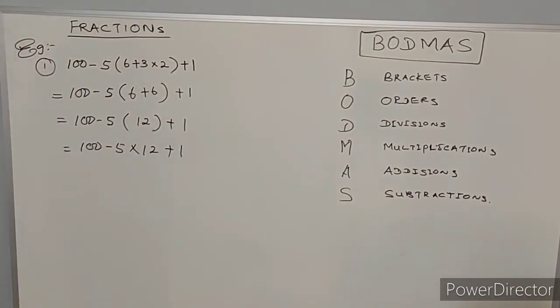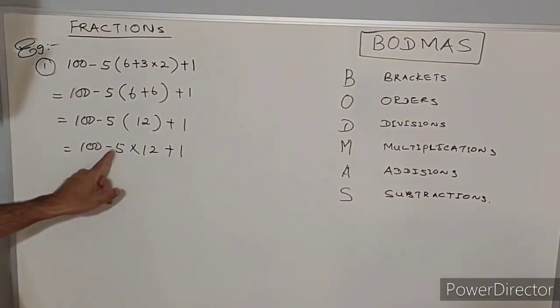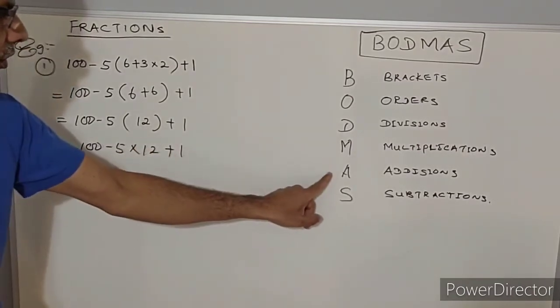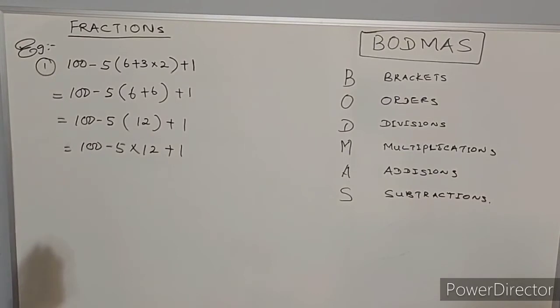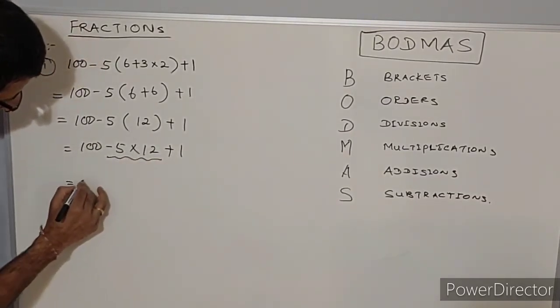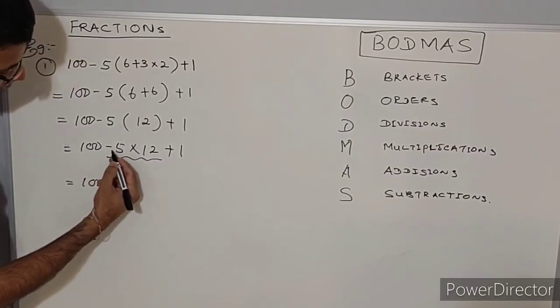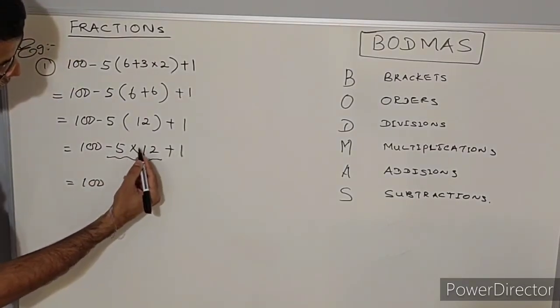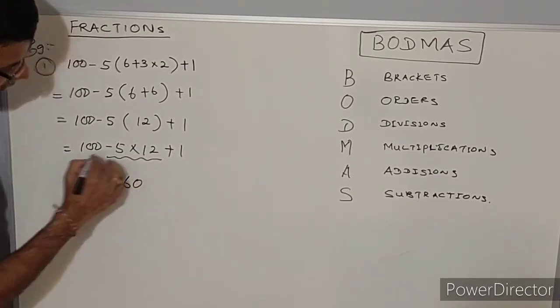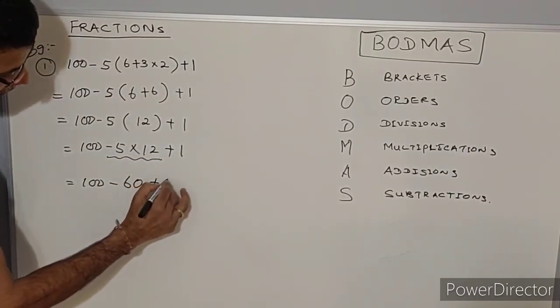Okay, over here we have more than one sign, and so we have to look at BODMAS, which one we have to do first. Subtraction, multiplication, addition. Multiplication first. Okay, now we have to do the multiplication. 100 minus 5 into plus 12 means minus 60. Then you can write it down.